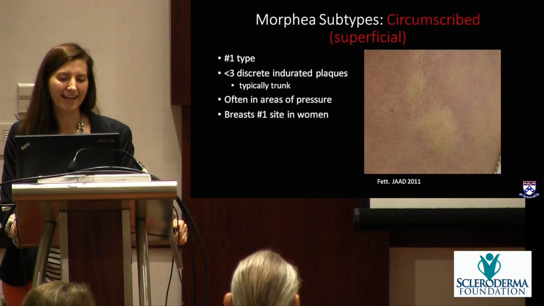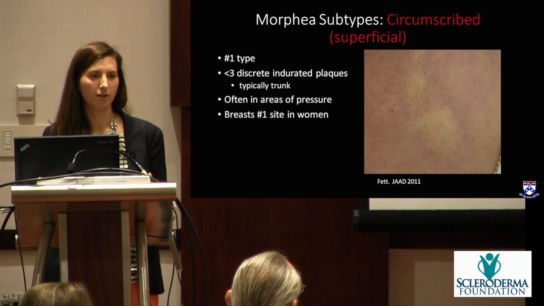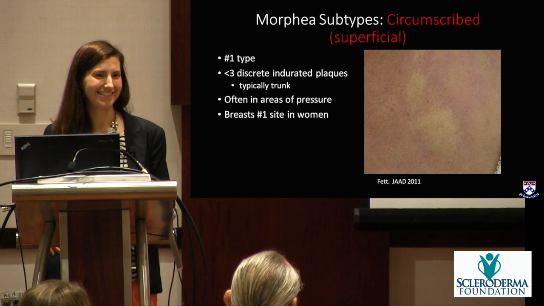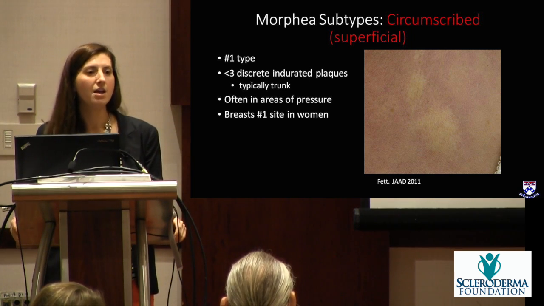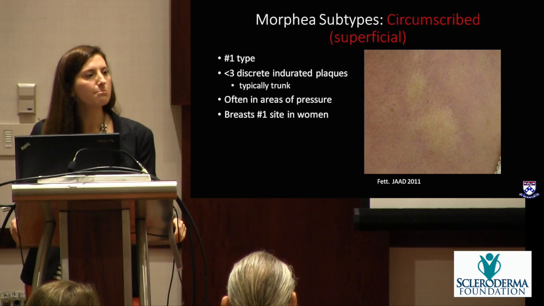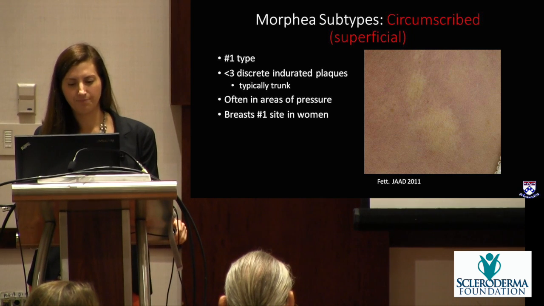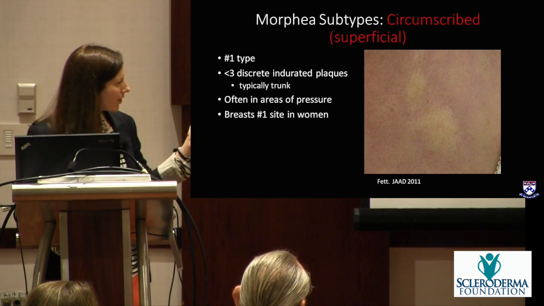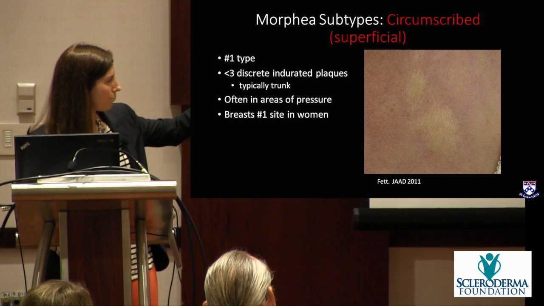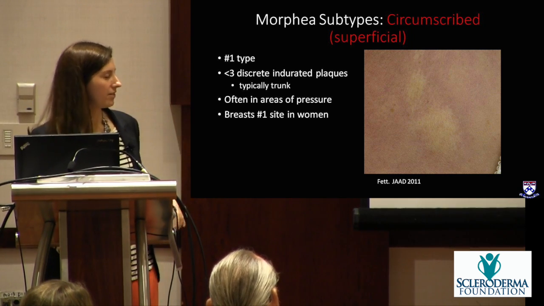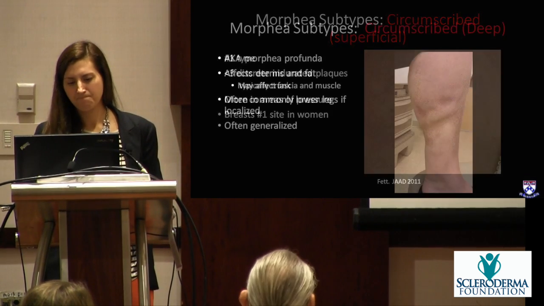So let's talk about your classic, most common circumscribed or plaque type, which is superficial. This is going to be 1 or 2 plaques on the skin that can look very similar to some of the pictures that we showed. It's often in areas of pressure. What's the most common location for women? It's actually under the breast, mainly due to friction. And here, although it's somewhat hard to see, you can see that slightly sclerotic, yellowish white plaque with that surrounding area of erythema. So now you know, hey, there's inflammation there. We should probably treat it.